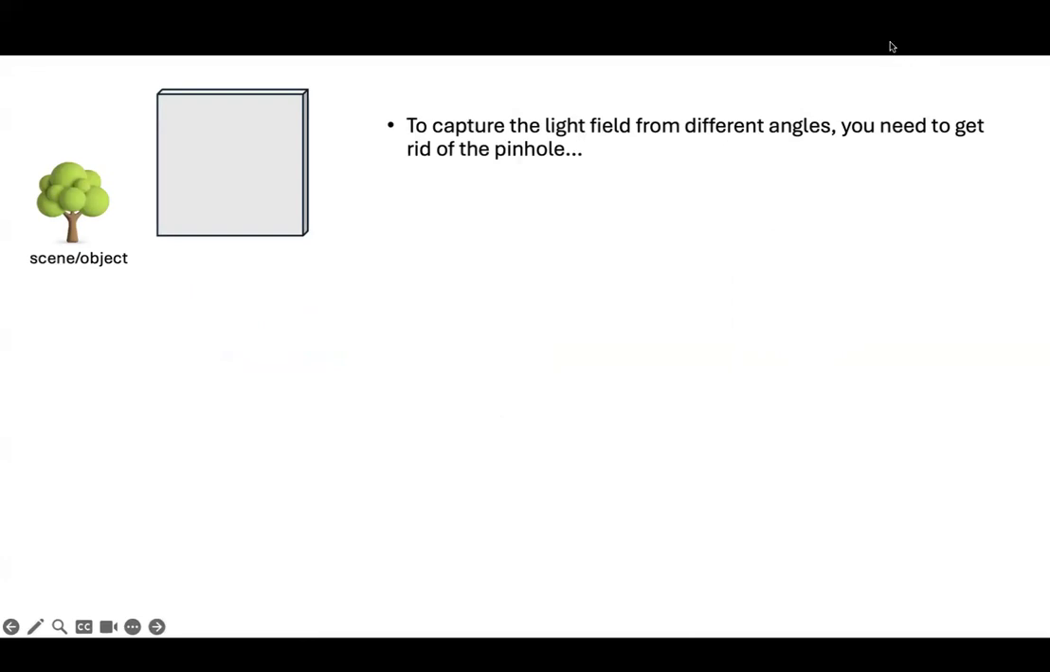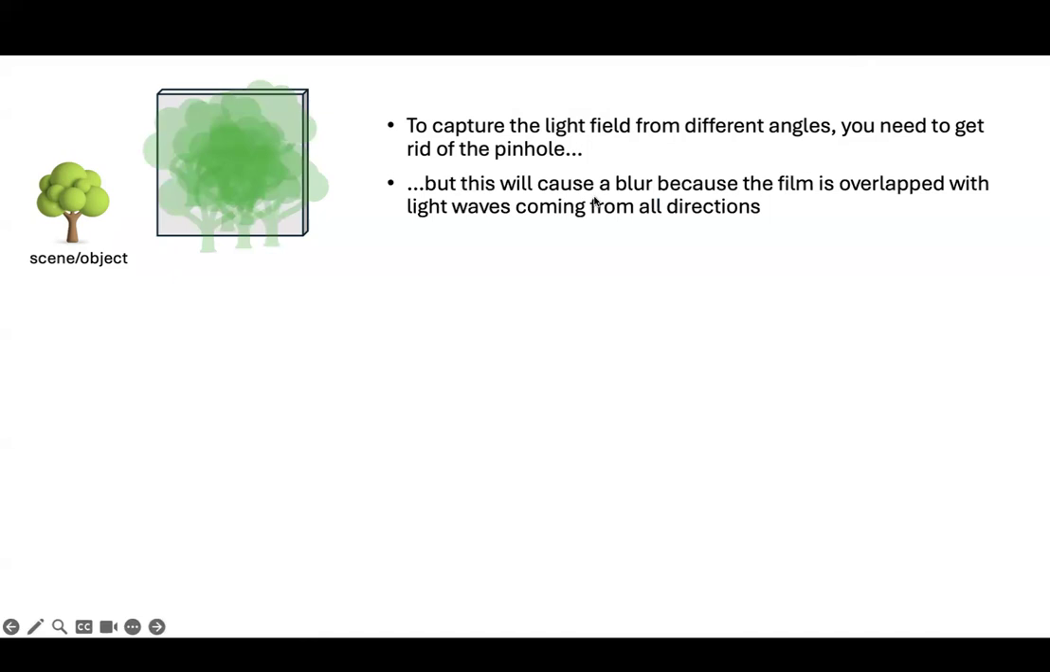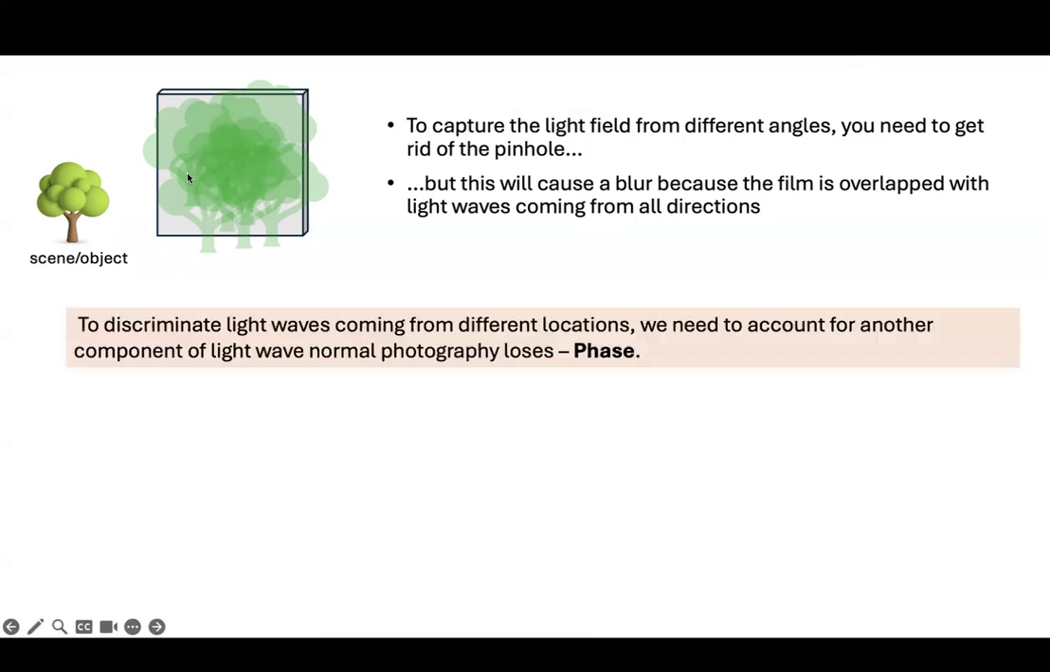So in order to capture the tree from different angles, you might think, okay, maybe I need to get rid of the pinhole so that the light from different angles can reach the film. But the problem is that you will probably just get a blur, because now the film is overlapped with light waves coming from all different directions and they're indistinguishable.